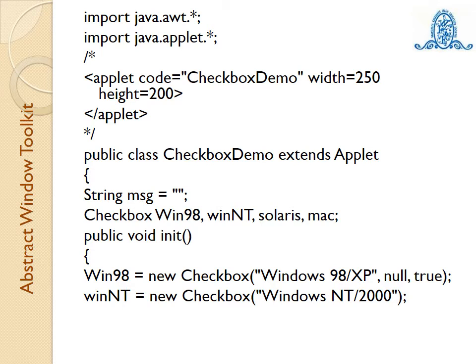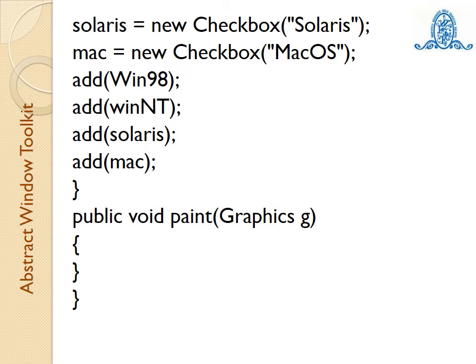Now in init method, the objects of these checkboxes are created. win98 is equal to new Checkbox, win98, null, true. If you see this null value, this is the value of checkbox group. Here we are creating a checkbox, so the value of this checkbox group parameter is null. True means initially this win98 checkbox will be checked, that is tick. Second, winnt is equal to new Checkbox, Windows NT 2000. Similarly, Solaris and Mac checkboxes are created.